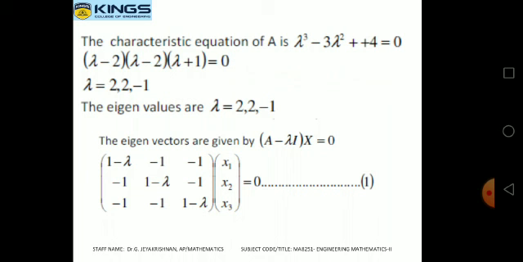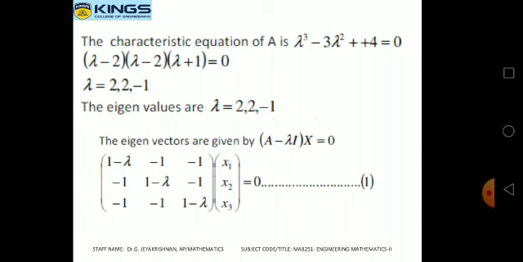The next step is to find the eigenvectors. The general form of the eigenvectors is given by (A minus lambda I) times X equal to 0. Therefore, only the diagonal elements subtract lambda, the remaining elements stay the same, times x1, x2, x3 equal to 0. Therefore, we get [1 minus lambda, -1, -1; -1, 1 minus lambda, -1; -1, -1, 1 minus lambda] times x1, x2, x3 equal to 0. This is equation number 1. Substitute the eigenvalues into this equation and we get the eigenvectors.